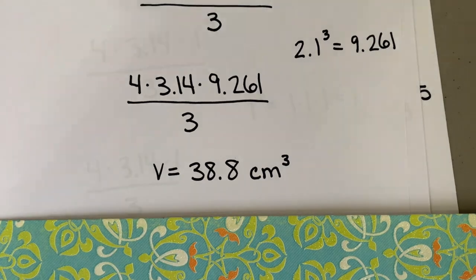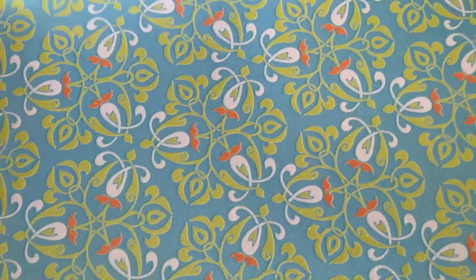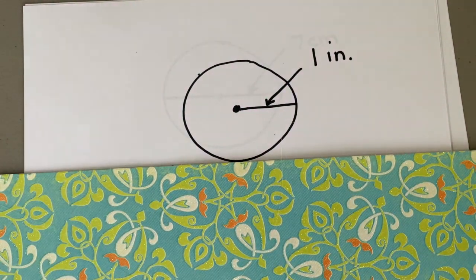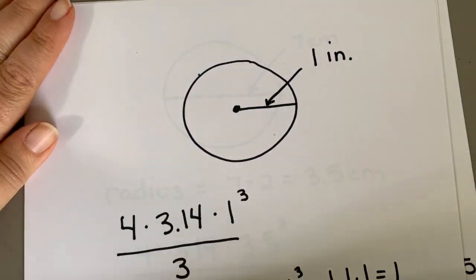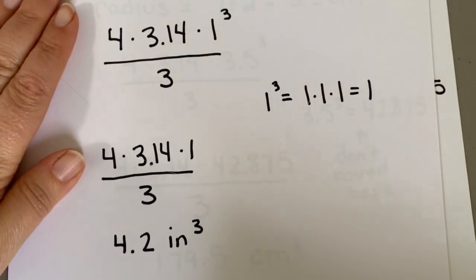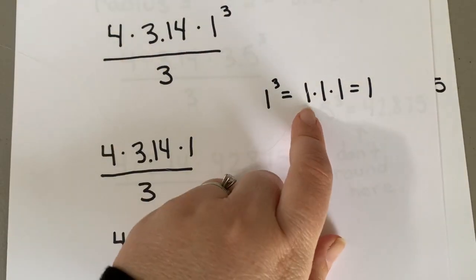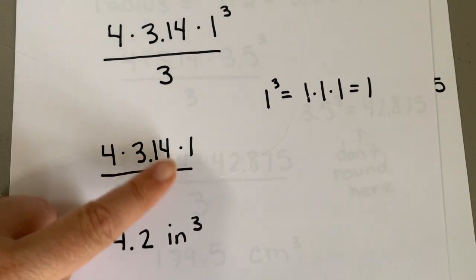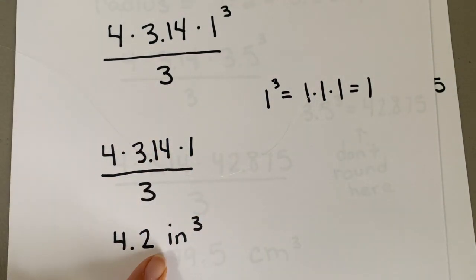So I'm going to have you guys try some examples. So how about this one? With this one, they made it fairly simple in that 1 cubed is just 1 times 1 times 1, which is 1. And then you just put those all into the formula and you get 4.2 inches cubed.